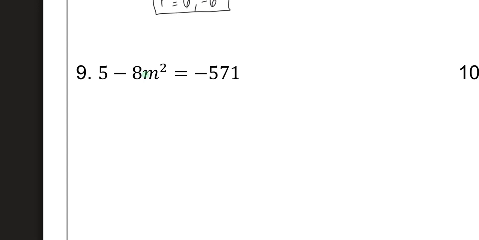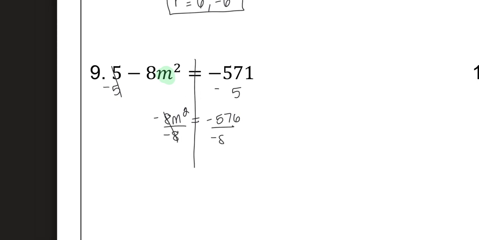Number 9, m is being squared. So we can first move the 5 by subtracting 5. So we have negative 8m squared equals negative 576. Then we can divide by negative 8. And we have m squared equals 72. Then we can square root both sides. So we have just m on the left. The 72, though, we have to break down.